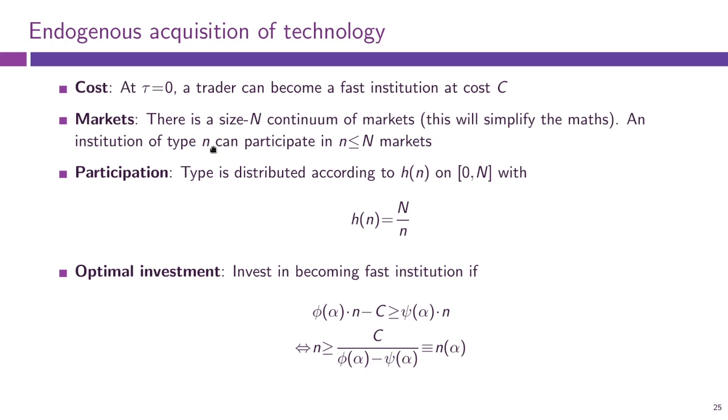The idea behind this model is that you incur cost C only once for all markets, but then your type n determines how many times you can enjoy the benefit of being fast: in how many markets you can profit from being fast. Meaning that in this model, in the end, the large institutions, those with high n that can participate in many markets, will choose to become fast, and small institutions will remain slow. So this decision, more formally, will be driven by this inequality.